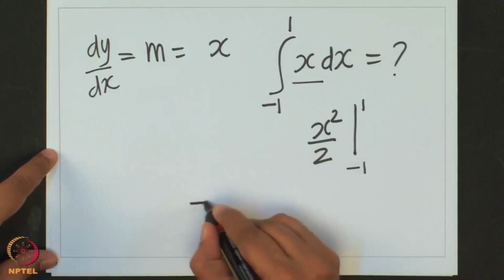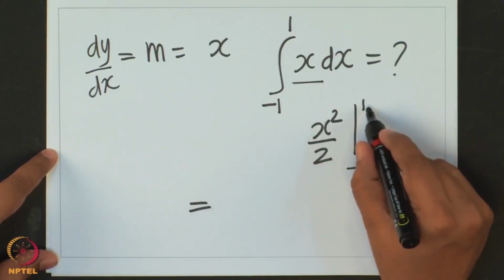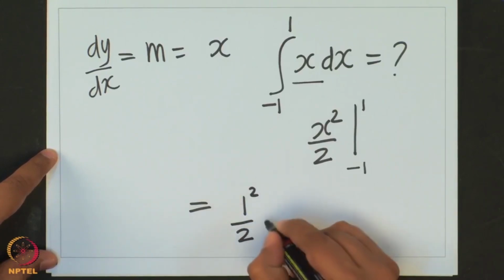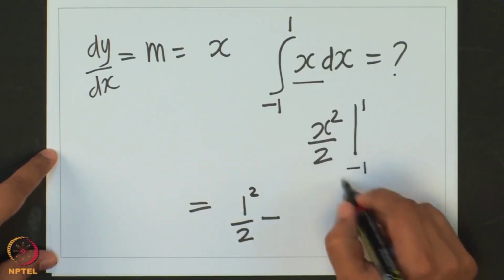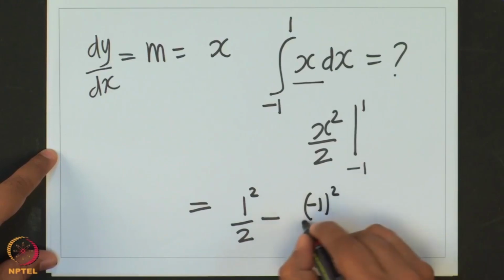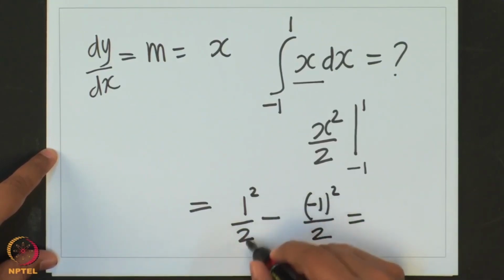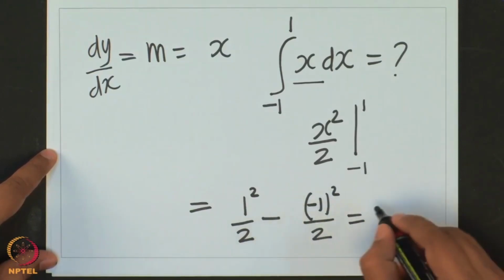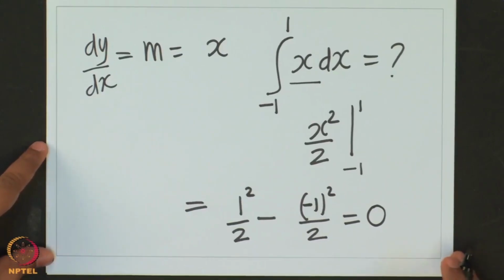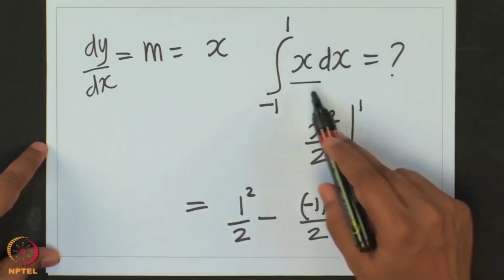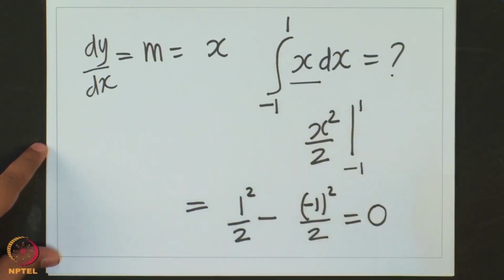How do we apply the limit? It means wherever there is x, first substitute the upper limit, which is 1. So 1 squared divided by 2, minus the lower limit, which is -1, so (-1) squared divided by 2. This is half minus half. The answer is 0. So we know that the integral from -1 to 1 of x dx is 0.